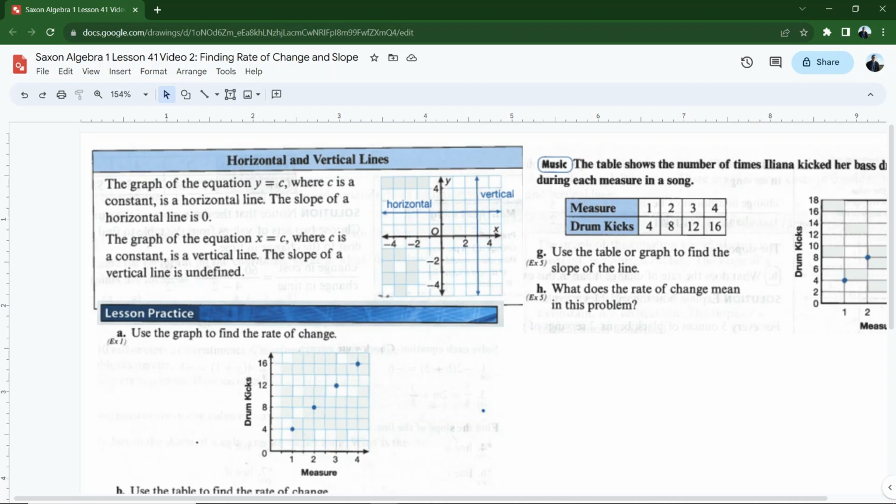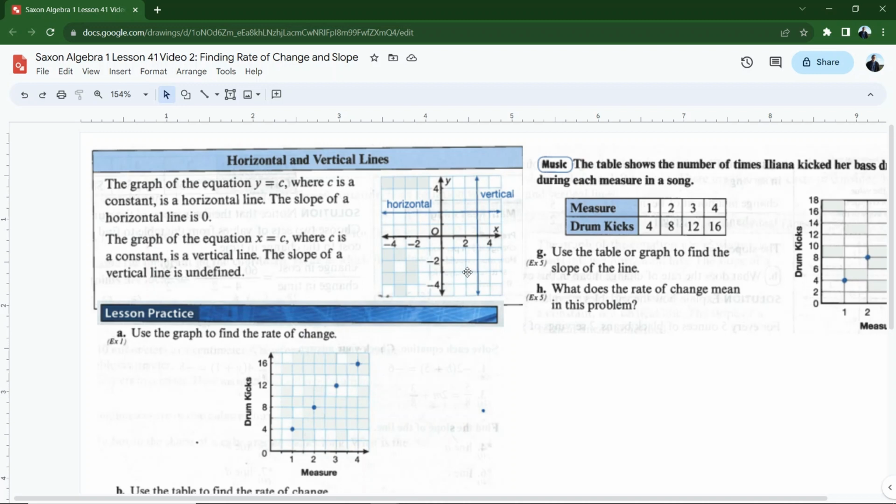You have to just remember, a horizontal line has a slope of 0. A vertical line has an undefined slope. Vertical lines are of the form x equals our constant. So this line would be at x equals 3.